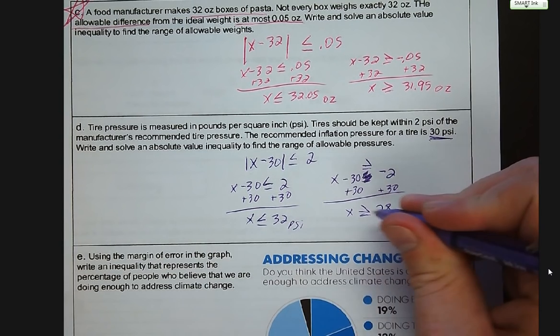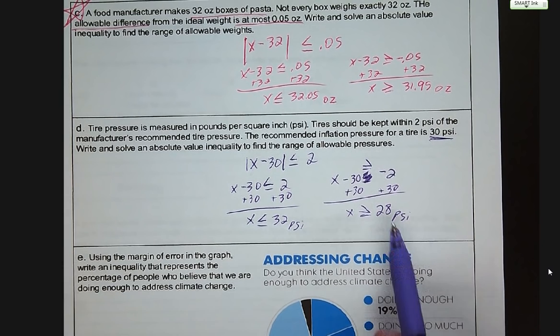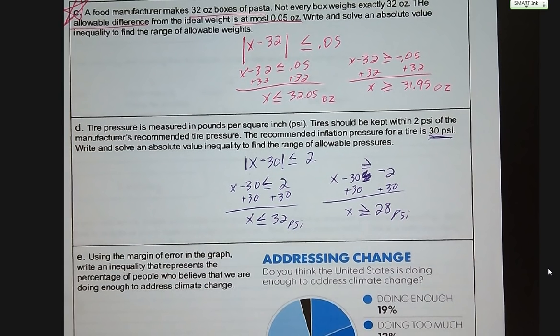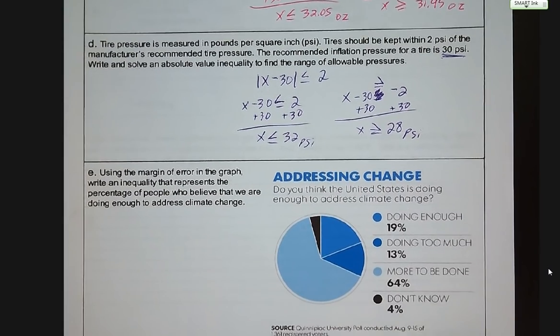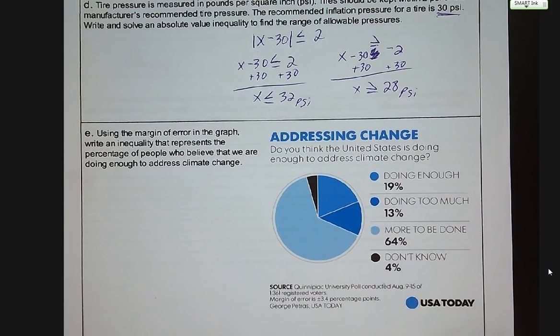Don't forget your units, PSI for both of them. So your tire should be somewhere between 28 pounds per square inch on the low end and 32 pounds per square inch on the high end. And yeah, all right. Letter E, using the margin of error in the graph, write an inequality that represents the percentage of people who believe that we are doing enough to address climate change.